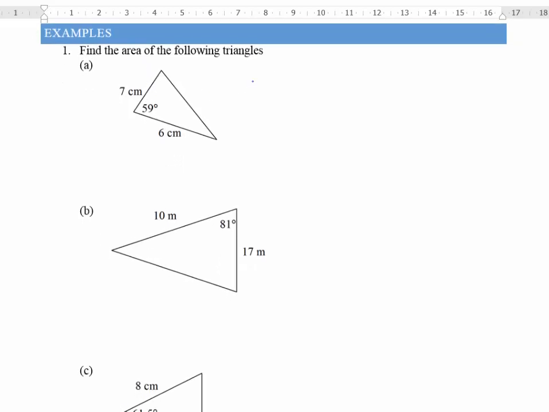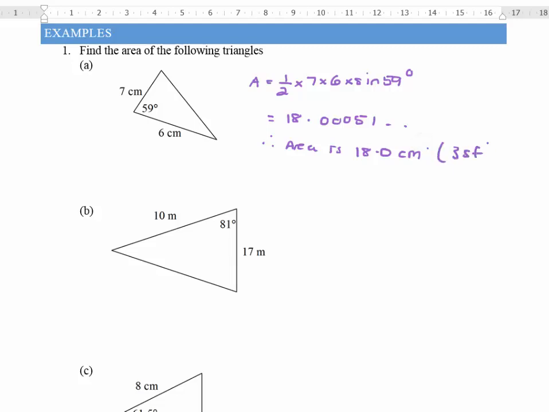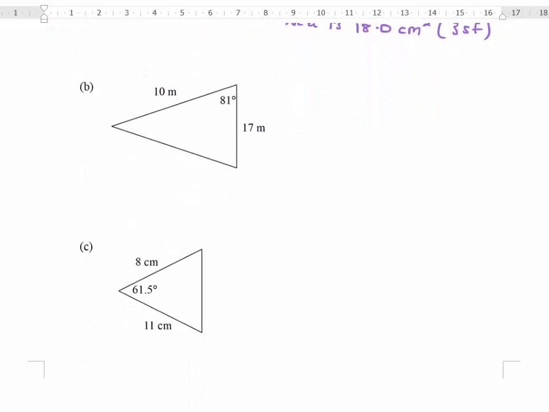So we know the formula is a half ab sine C. So area is going to be a half times the two sides, and it's the sine of the included angle, so the angle that the two sides make when they meet. And we put it into our calculators, we get 18.00051. So therefore the area is 18.0 centimetres squared. Now you do need to have units in this case because we're finding area, and I do believe that you will be penalised in the exam if you don't put them in. So that's how easy it is.